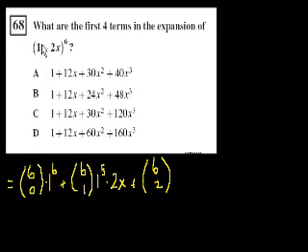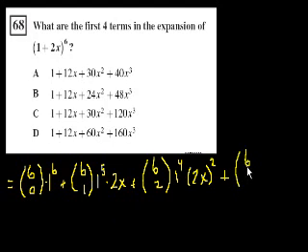I mean, these ones, it doesn't matter what power it is. 1 to the 4th times 2x squared plus, let's see, they want the first 4, so let's do the last one. 6 choose 3 times 1 to the 3rd. You have to decrement the 1 every time, times 2x to the 3rd.